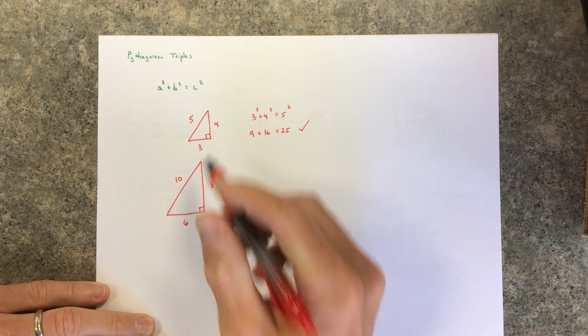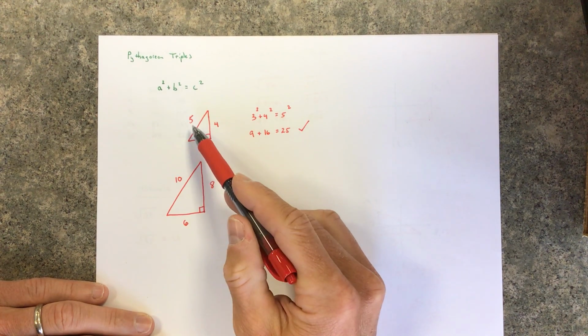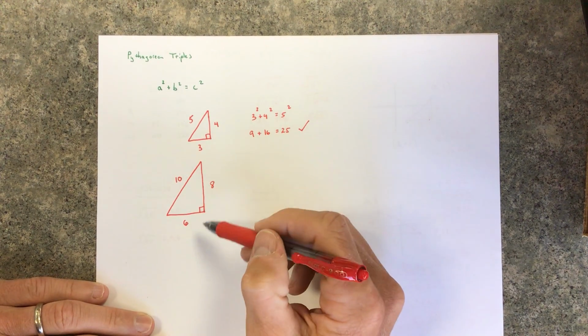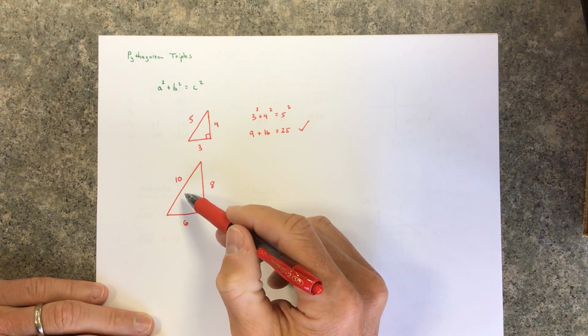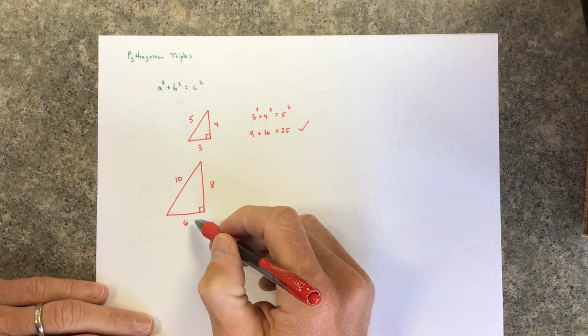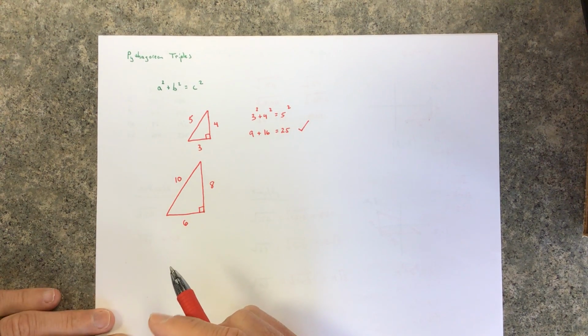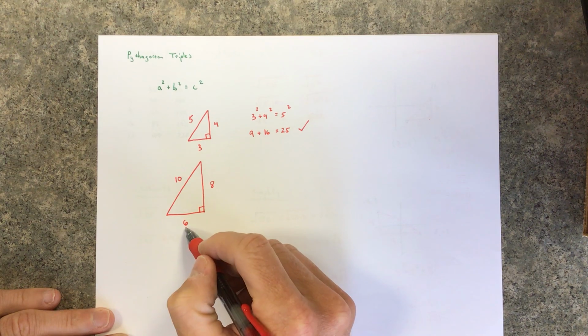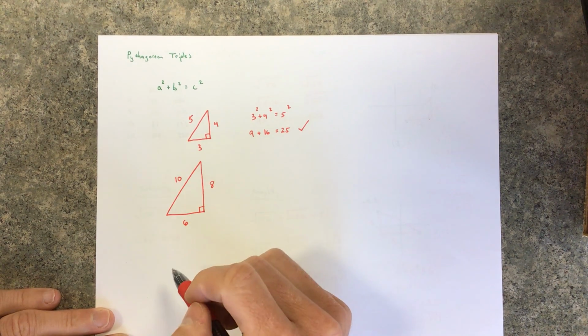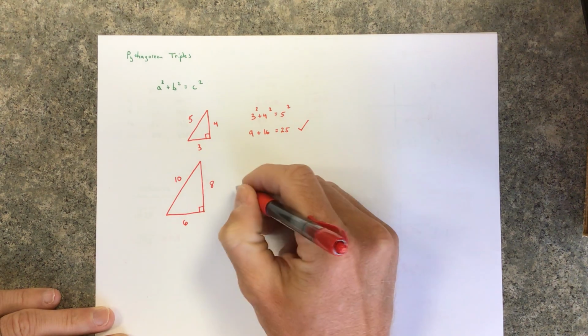You're like, oh my goodness, look, they're like cousins, right? This is like the older cousin of the 3, 4, 5. Or maybe even an older brother. This is the 6, 8, 10. Because if this is true, well then this is true, because they're really the same triangle, just a blown up version, which is what similar is. And you can show it. 6 squared plus 8 squared does equal 10 squared. 36 plus 64 does equal 100, and you can put a check mark there.